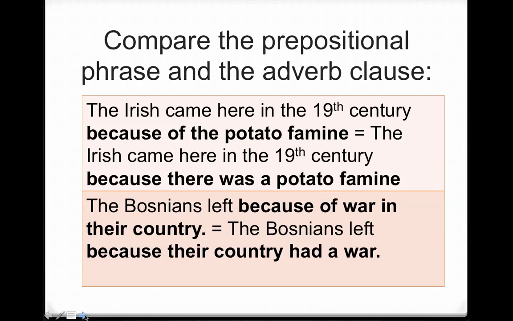Okay. The Irish came here in the 19th century because of the potato famine. And the Irish came here in the 19th century because there was a potato famine. Those two sentences mean the same thing. But after because of, you have a noun, and after because, you have a complete sentence, so that this makes an adverb clause. Same thing happens here. The Bosnians left because of war in their country. That's a prepositional phrase. The Bosnians left because their country had a war. Here, because alone is a subordinator beginning an adverb clause.